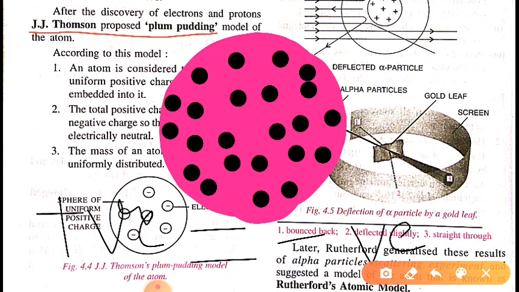After J.J. Thomson gave this plum pudding model, another scientist named Lord Rutherford, a scientist from New Zealand, did one experiment in 1911. Through that experiment we came to know how the electron and proton actually exist or reside in the atom. So what was his experiment, we will see now.